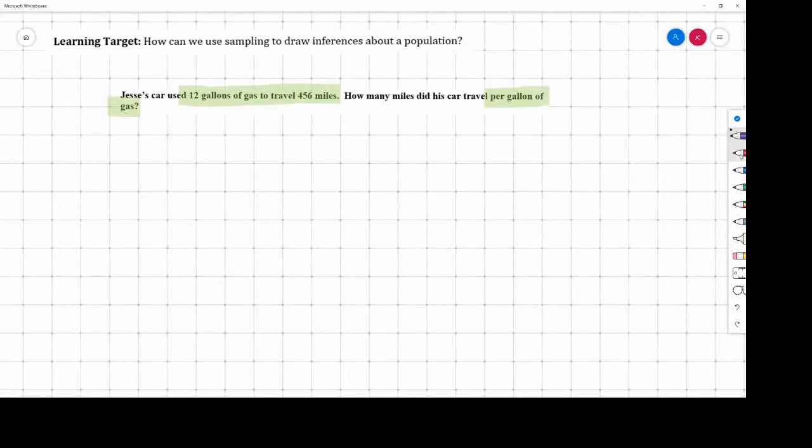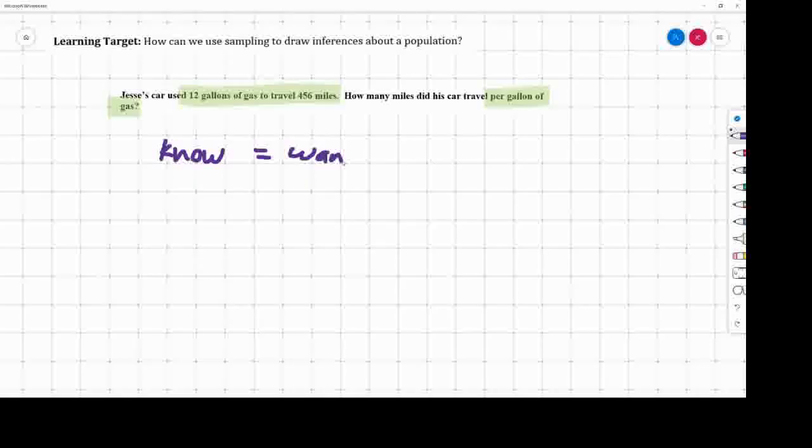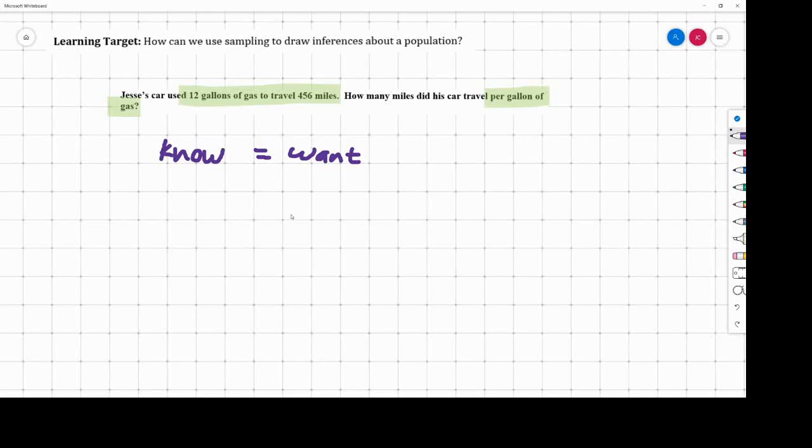If you remember how we answered this question in the past, we always started out with a proportion, and the way we set up that proportion is what you know equals what you want to know. Right now, the only thing that we know is 12 gallons of gas, and he traveled 456 miles. So let's make a ratio with that. So 12 gallons over 456 miles. And we're going to set this equal to what we want to know.